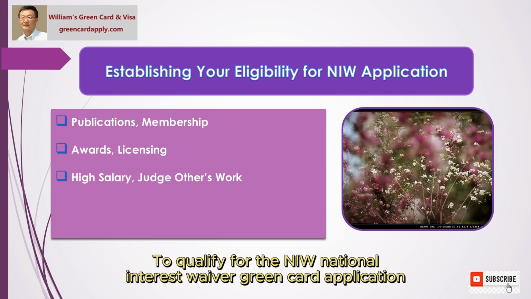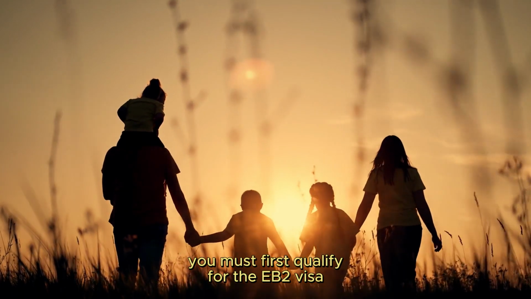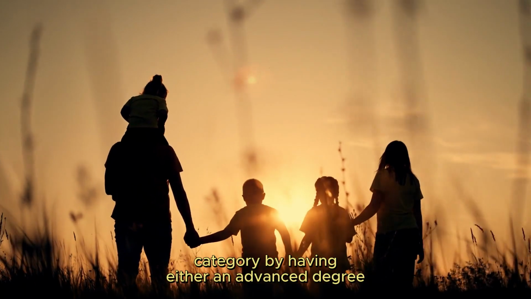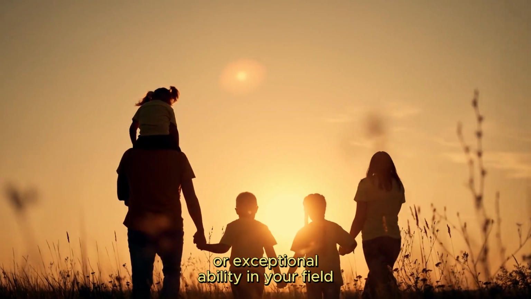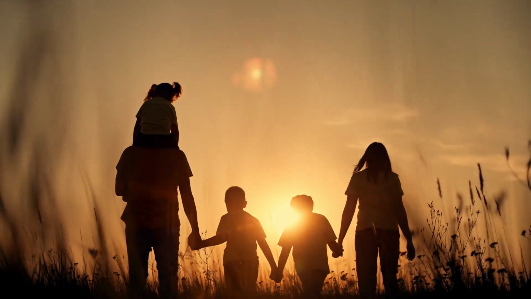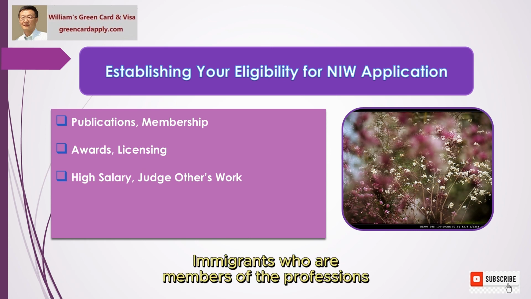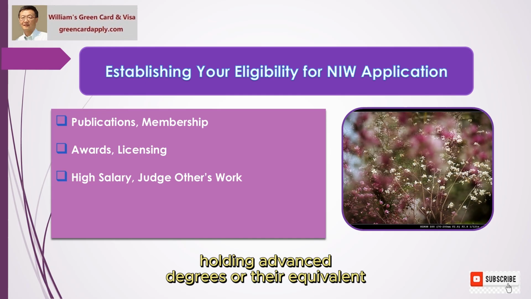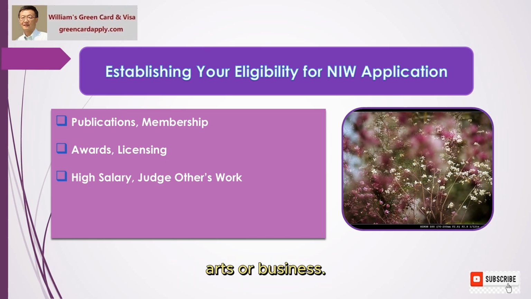To qualify for the EB2 National Interest Waiver Green Card application, you need to show: 1. EB2 eligibility. You must first qualify for the EB2 visa category by having either an advanced degree, like a master's or PhD, or exceptional ability in your field, which can be proven through factors like publications, awards, licensing, and high salary. Immigrants who are members of the professions holding advanced degrees or their equivalent, or who because of their exceptional ability in the sciences, arts, or business.